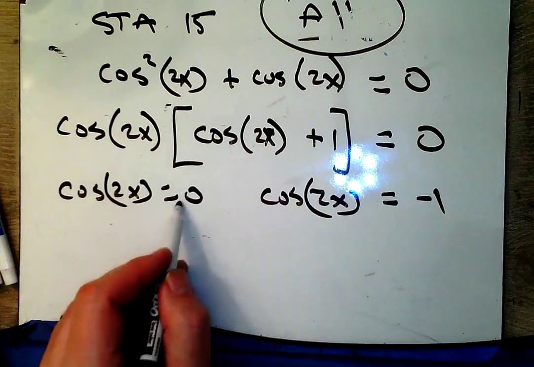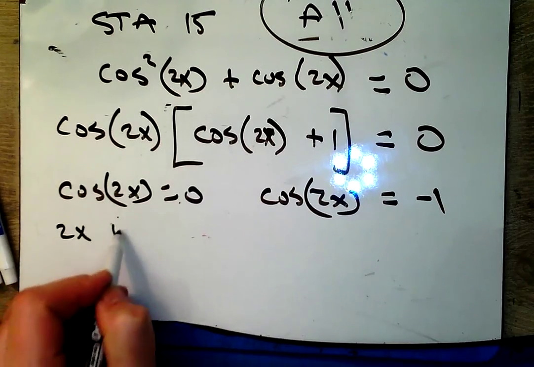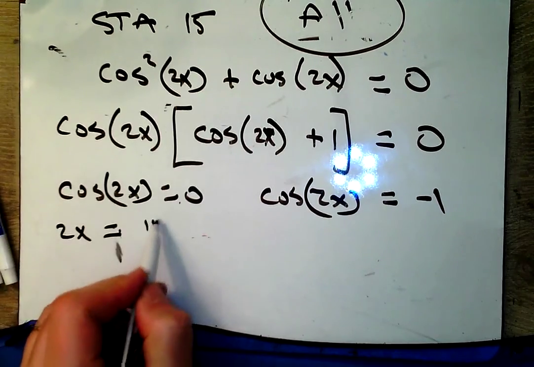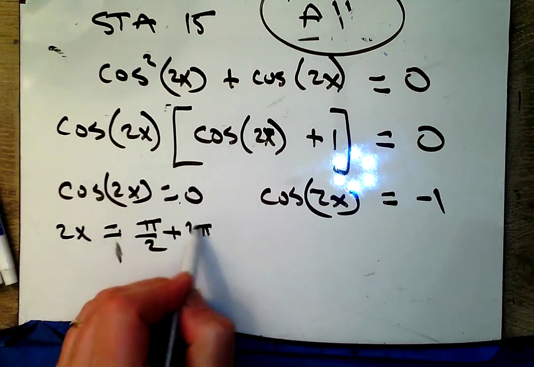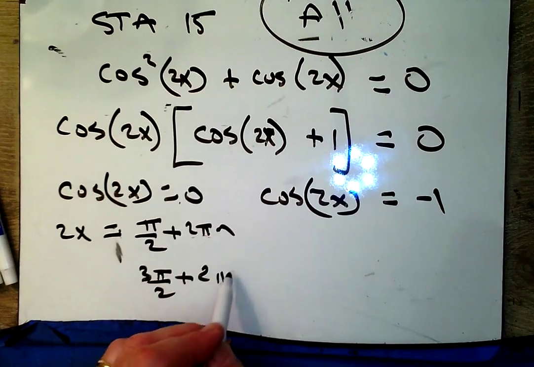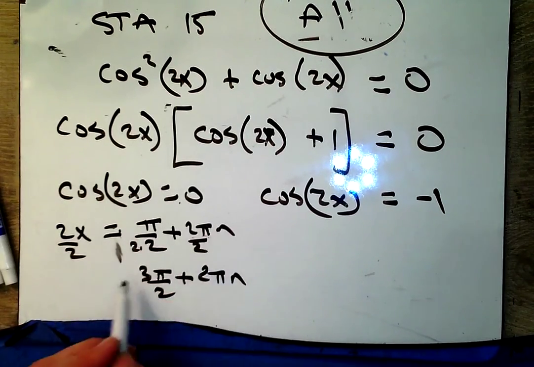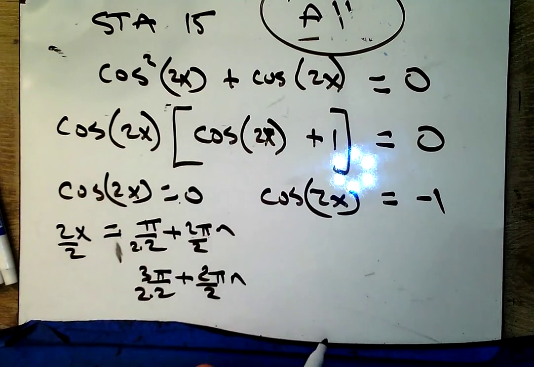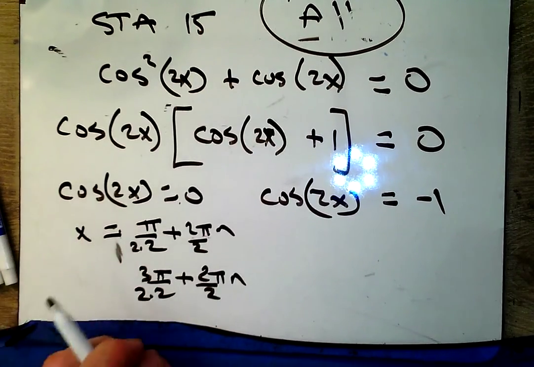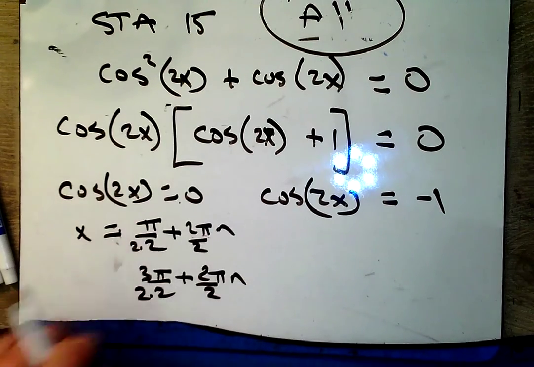Okay, so when is cosine equal to 0? Well, we said that that was going to be at pi over 2 plus 2 pi n, or 3 pi over 2 plus 2 pi n. And then we would divide everywhere by 2. So, this is an answer. It's not wrong. It's just repetitive.